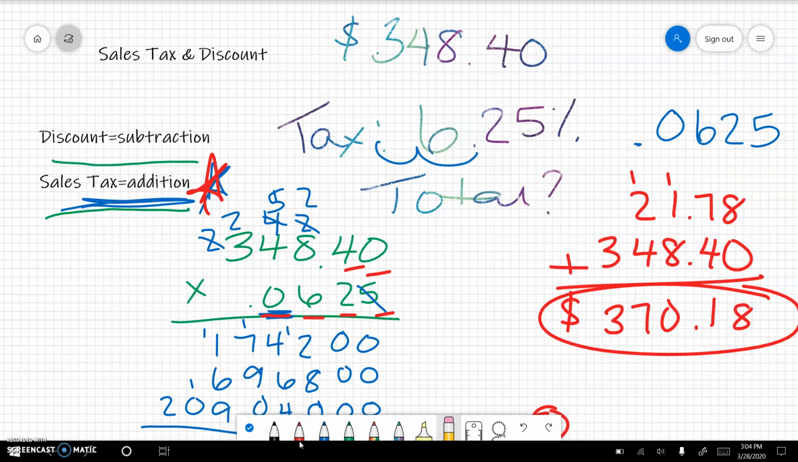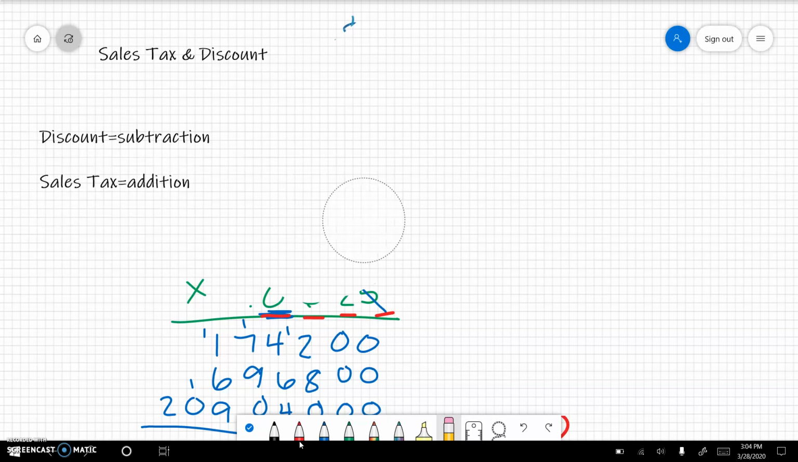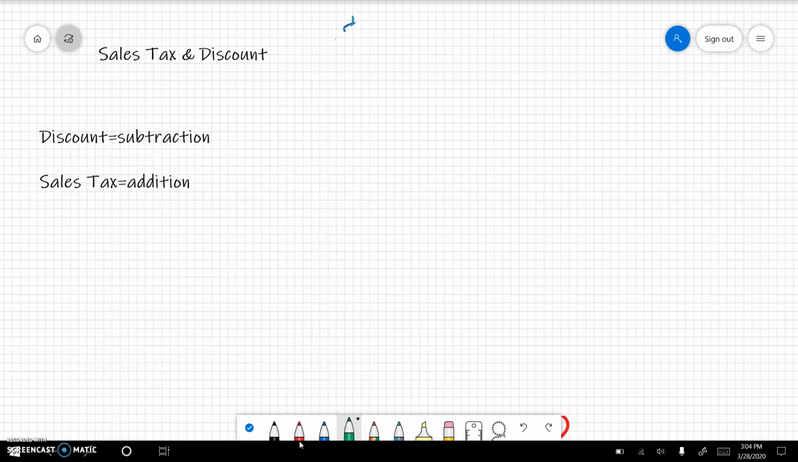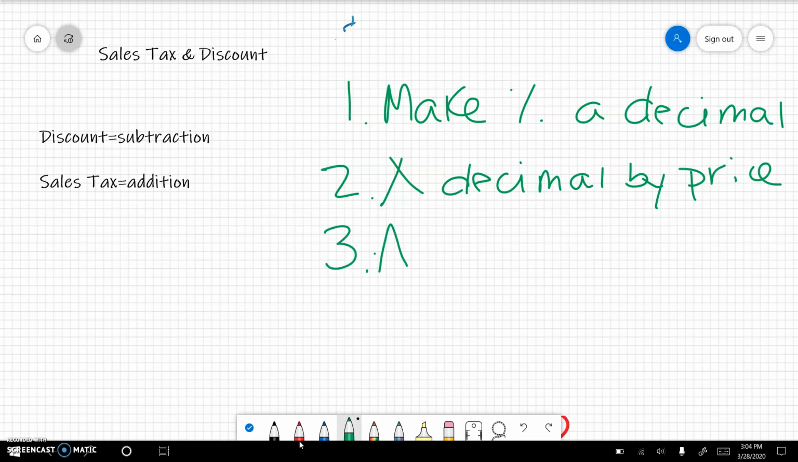So, a quick recap here. Step 1. Make percent a decimal. Step 2. Multiply decimal by price. Step 3. Add or subtract.